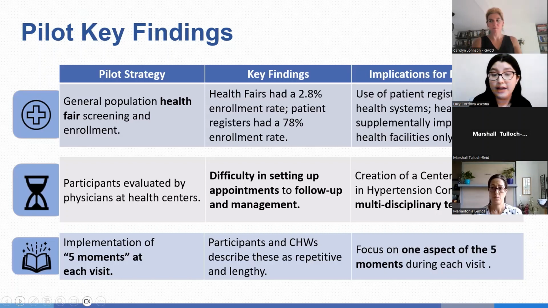So instead of that, in the main study, we are expecting to create a multidisciplinary team that is going to be in charge of monitoring and controlling the hypertension and diabetes status of the population. Also, instead of covering all 5 moments in each of the visits, because we found out that each visit was going to be repetitive and lengthy, we are going to cover one aspect of the 5 moments in each visit, and this is going to be evaluated by our field workers and community health workers.